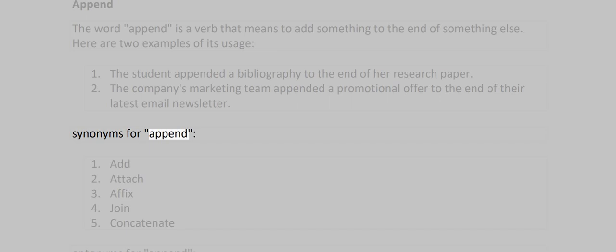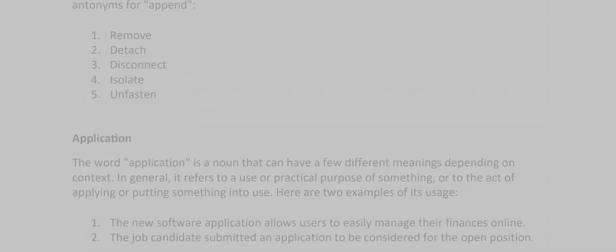Synonyms for append. 1. Add. 2. Attach. 3. Affix. 4. Join. 5. Concatenate. Antonyms for append. 1. Remove. 2. Detach. 3. Disconnect. 4. Isolate. 5. Unfasten.